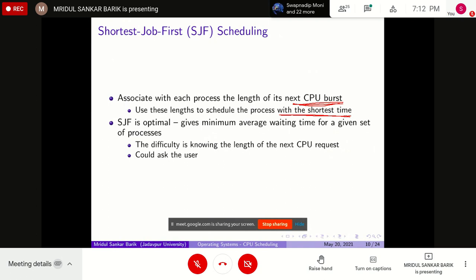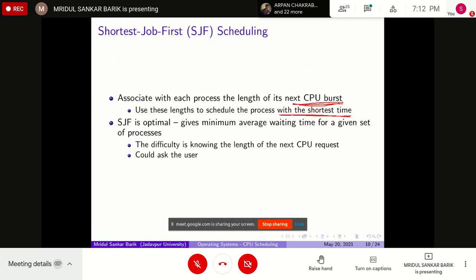Okay, so then you may ask, why at all should we have other scheduling algorithms if shortest job first gives the best average waiting time? The answer is that the shortest job first scheduling algorithm is very difficult to implement, because it's very difficult to determine the length of the next CPU burst for each of the processes.